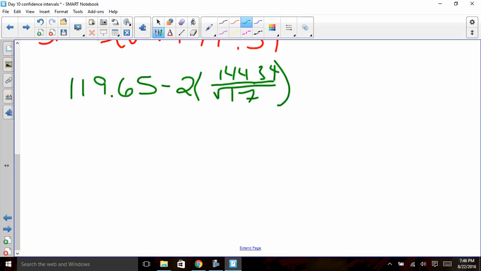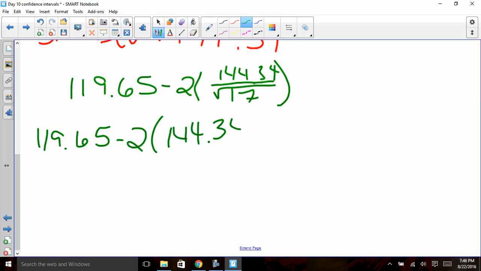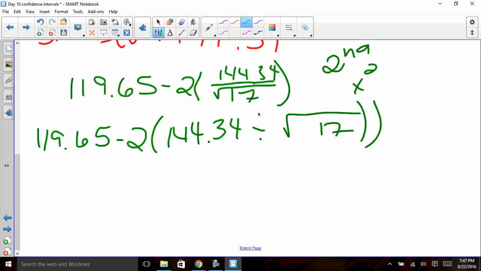To do this all at once in your calculator, you're going to plug in the following: 118.65 minus 2, parenthesis, 144.34, division. You want your square root key. It's the second button, I believe, with x squared. Then go ahead and close that out. Remember, it gives you an extra opening parenthesis when you do square root, so you have to close those two out. For your lower number, you should end up getting 49.63.